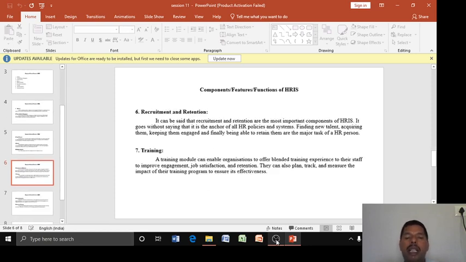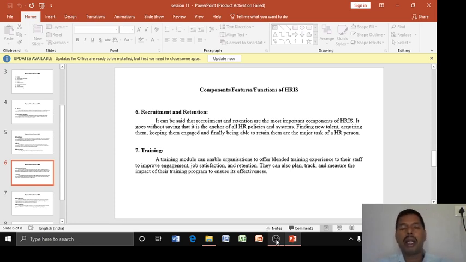Next, recruitment and retention. It can be said that recruitment and retention are the most important components of the human resource information system. It goes without saying that it is the anchor of all HR policies and systems. So if the anchor is not correct, what happens? It creates chaos and confusion in the entire program.